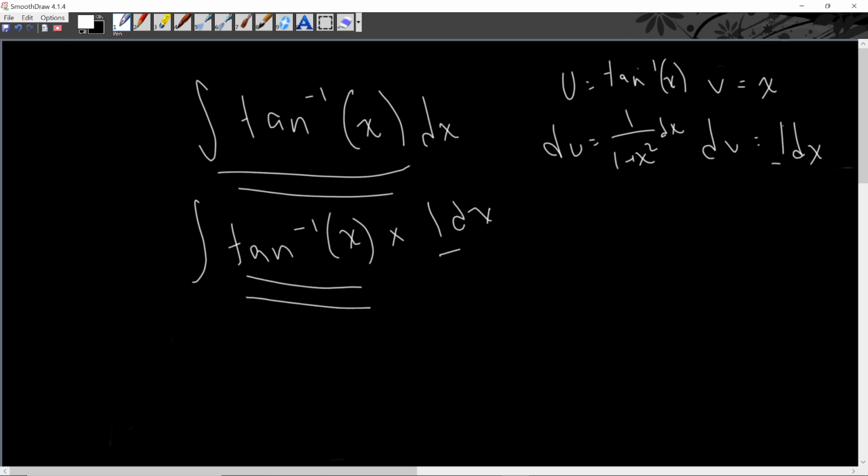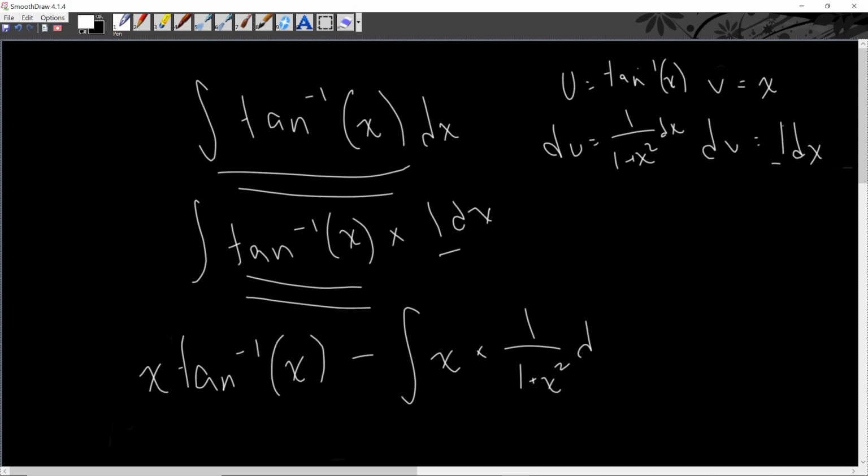Where was my original tab? Okay, there we go. And let's write down what we have. Now, from here, let's plug in everything that we have. We have uv is equal to x times inverse tan x, minus the integral of v with respect to u. So x times 1 over 1 plus x squared with respect to x. Now we can simplify this just a little bit. We have x over 1 plus x squared.